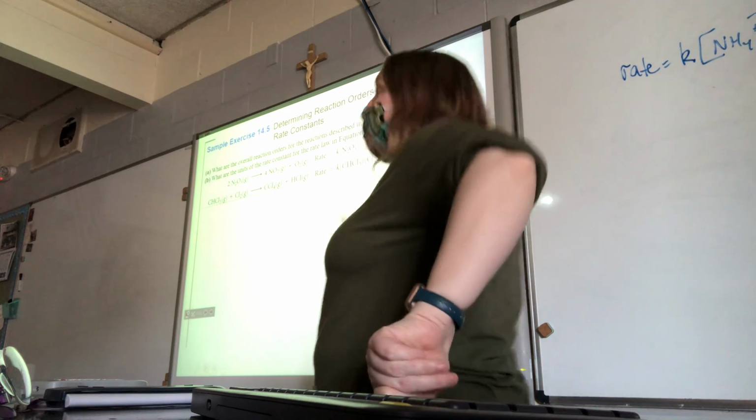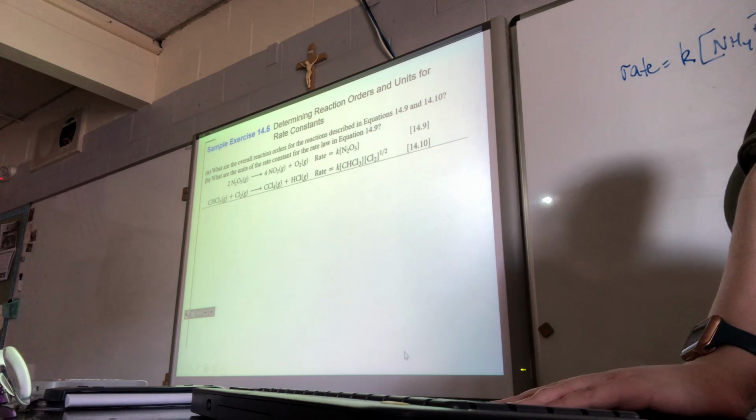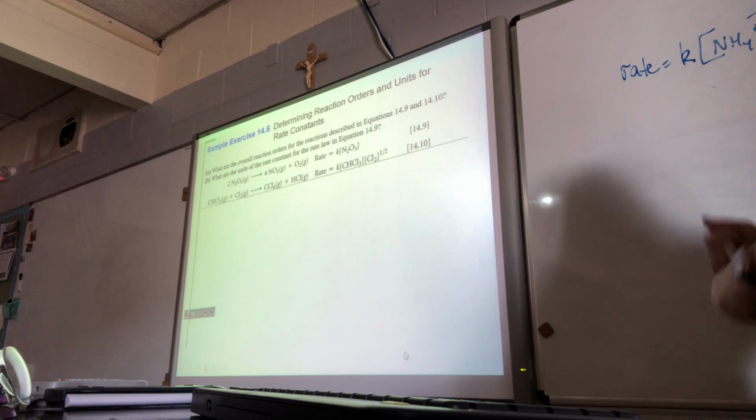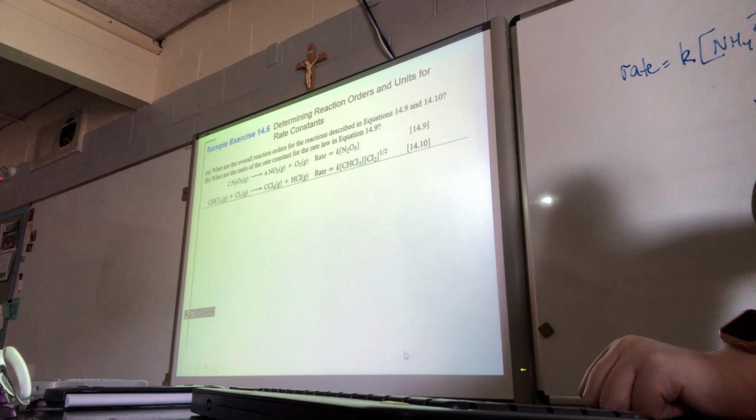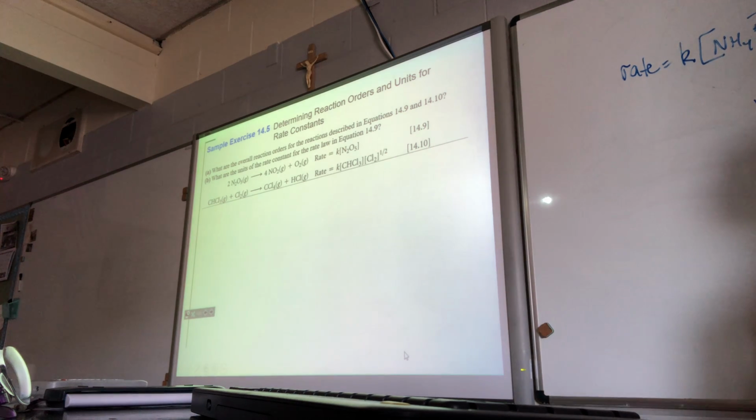So what is the overall order for this one? 1.5. Okay? Next thing says, what are the units of the rate constant for the rate law? Okay? Now, K, what are the units for concentration? In brackets. What did we say was the most common type of concentration we were going to deal with? Do you remember? Moles over liters.